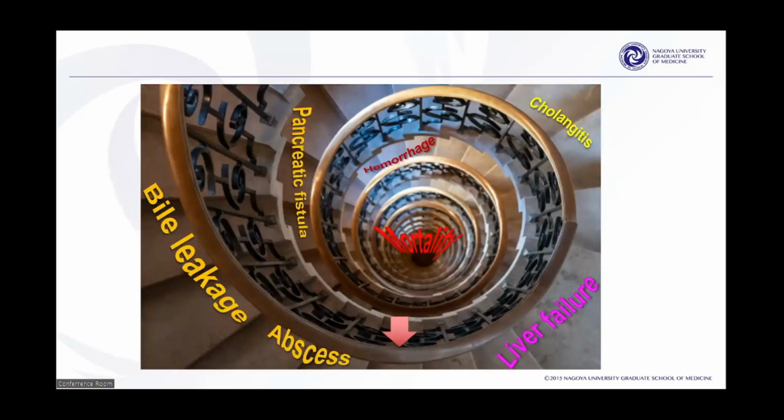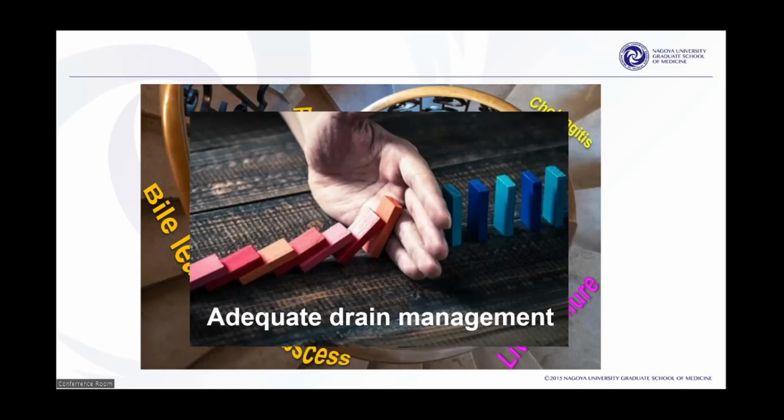Uncontrollable infectious complications are likely to cause liver failure, and liver failure worsens infection. They form a negative spiral and may result in mortality. Therefore, we believe adequate drain management to control SSI is one of the most important ways to prevent progress of liver failure and mortality.